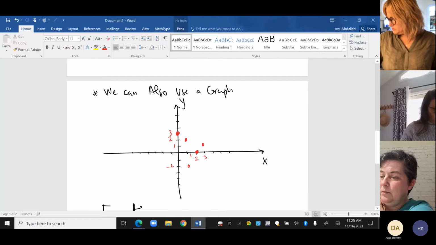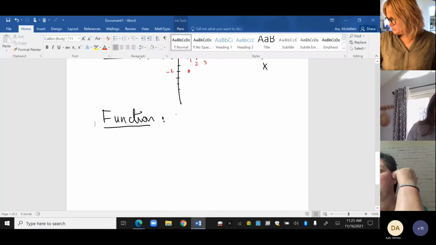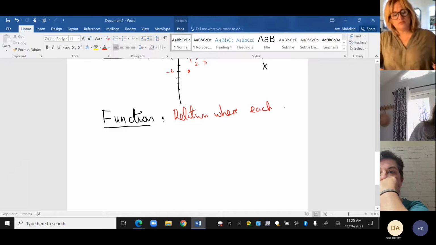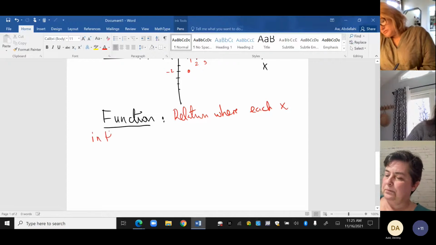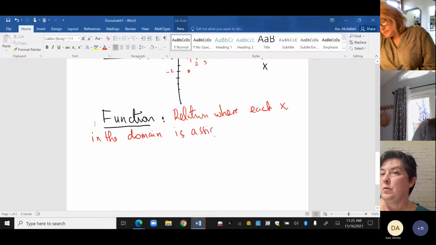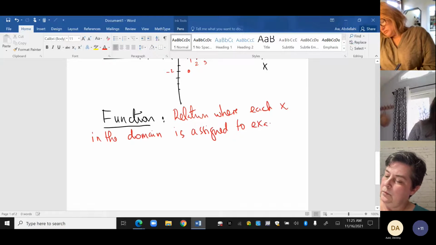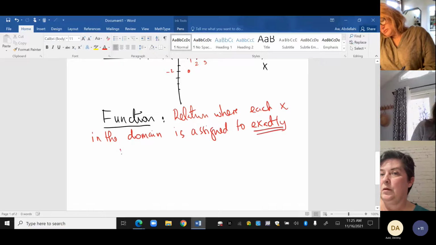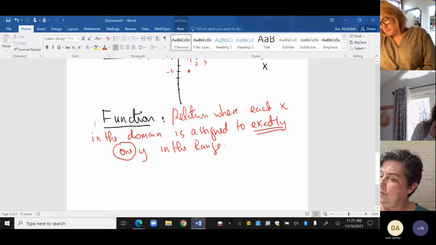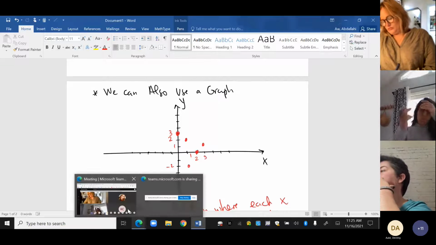Okay? So a function is a relation where each x in the domain is assigned to exactly 1 y in the range. That is what you call a function. Each x in the domain is assigned to exactly 1 y in the range. If you find more than one y in the range, then it's not a function anymore.